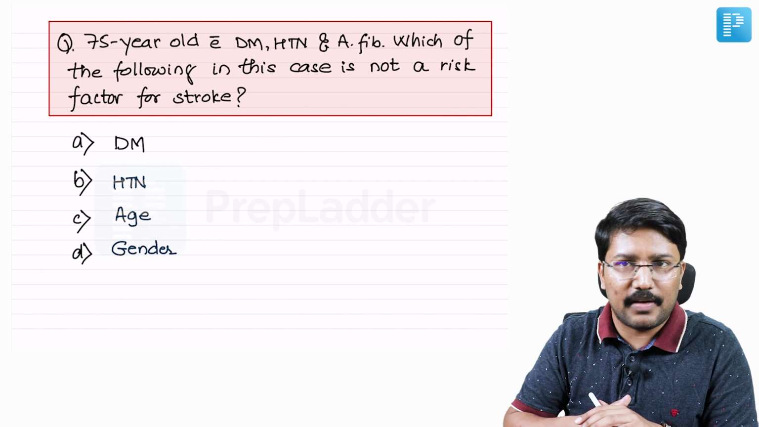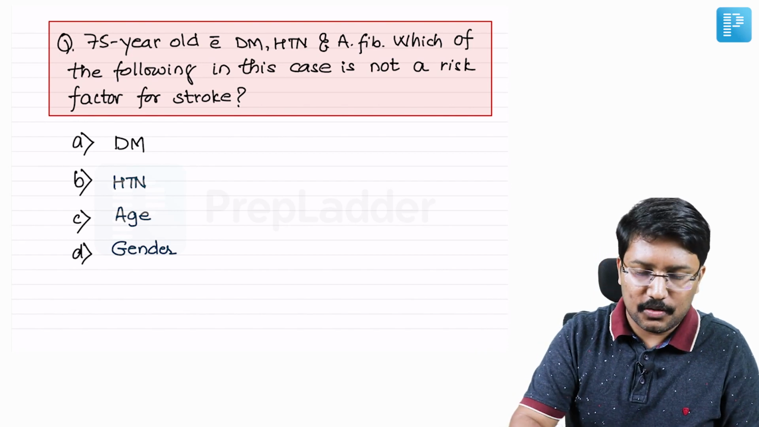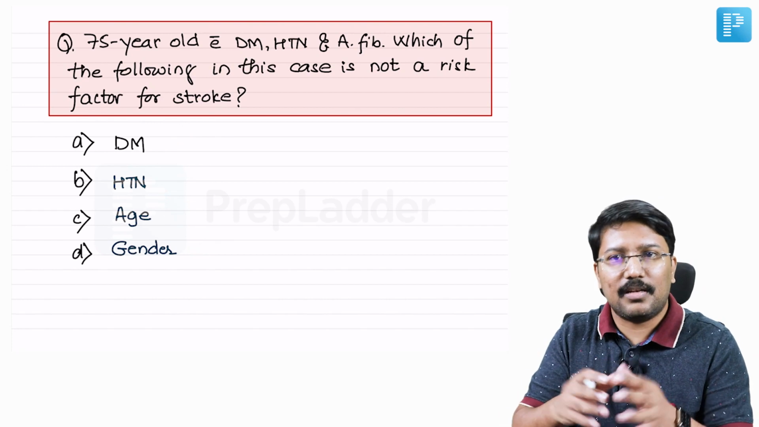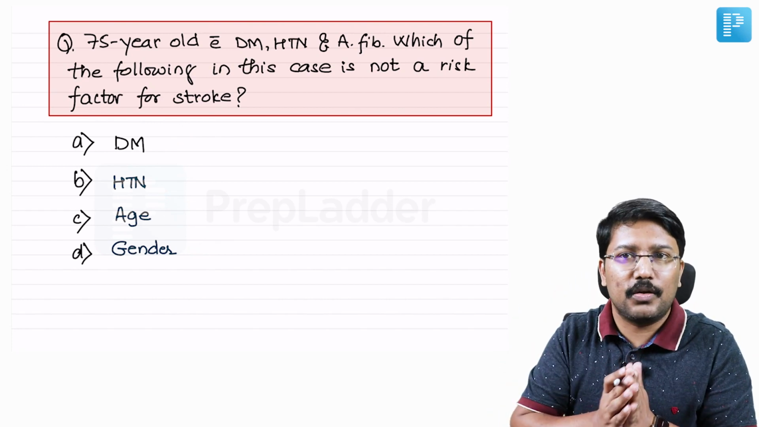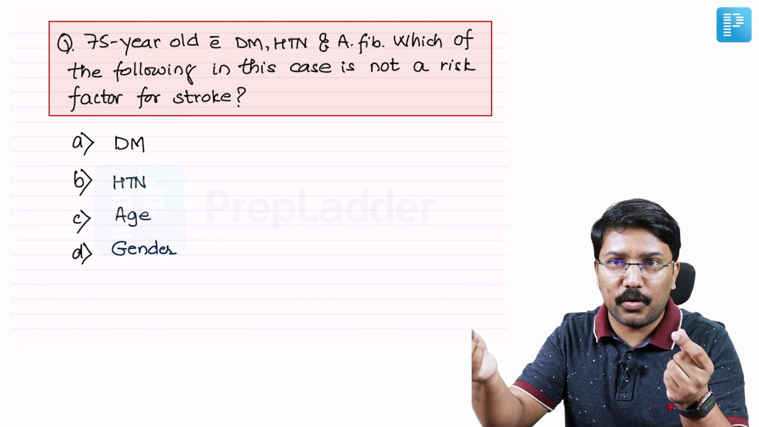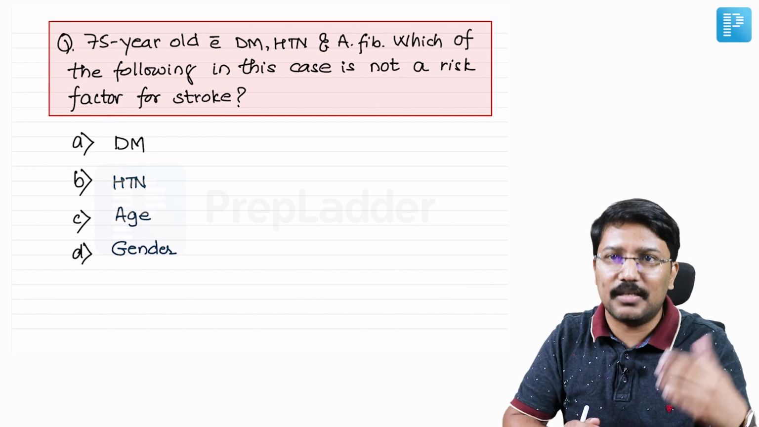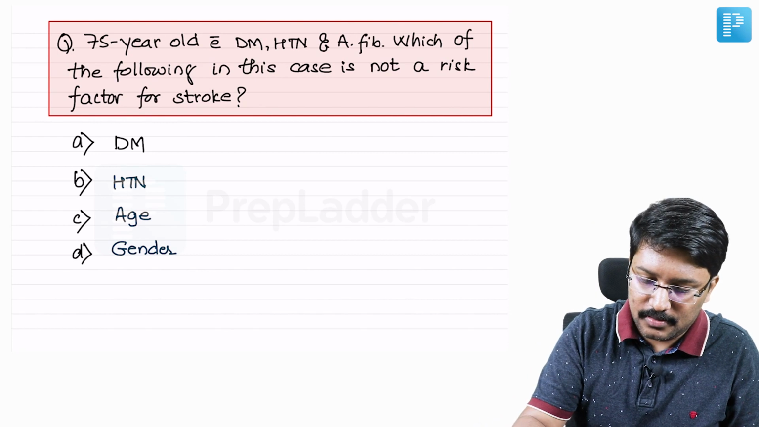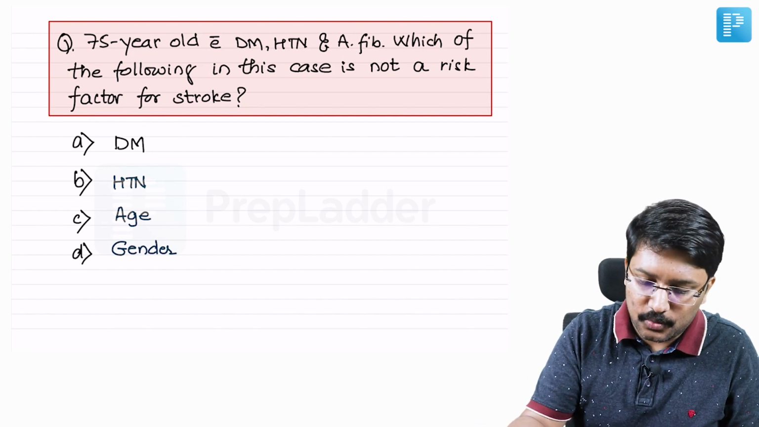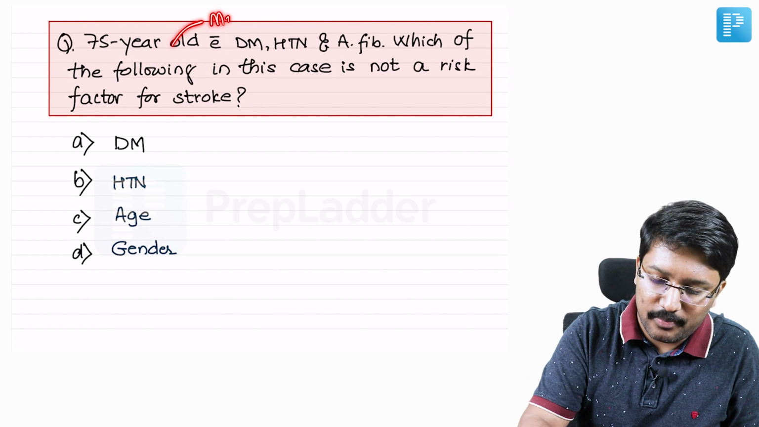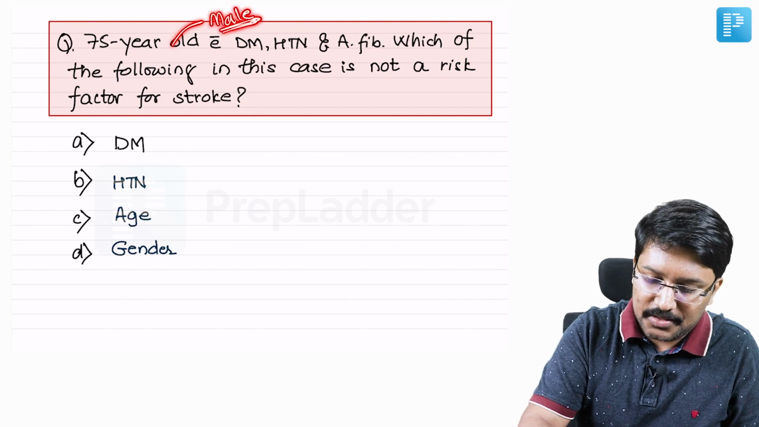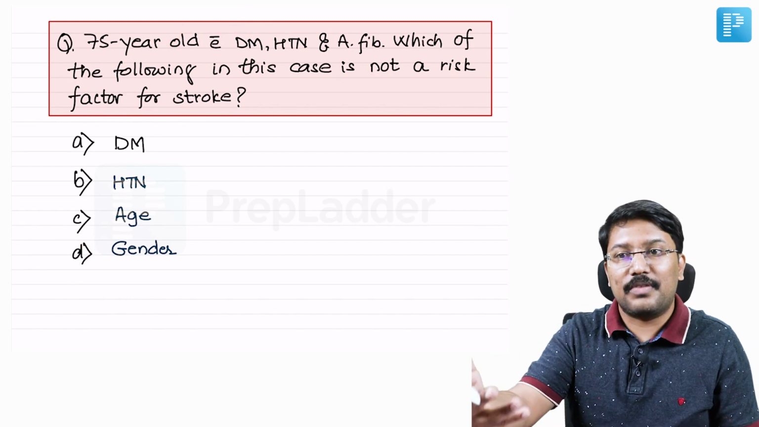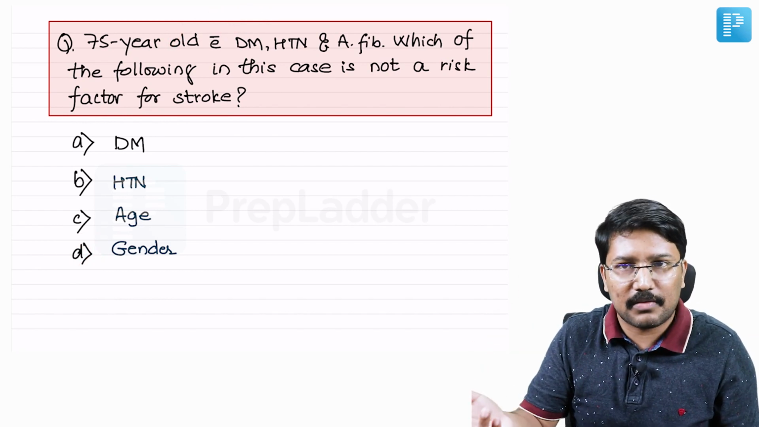Simple, right? CHA2DS2-VASc score. So options included DM, hypertension, age and gender. If you remember the CHA2DS2-VASc score, at the bottom of it, you will notice females are ascribed 1 point for the risk. So female gender is considered a risk factor. This question is talking about a male patient. Even I had forgotten, but students had clearly told me that the question was about a male patient. So when they mentioned male, obviously gender becomes the not a risk factor. If it was a female patient, yes, that would have become a risk factor.